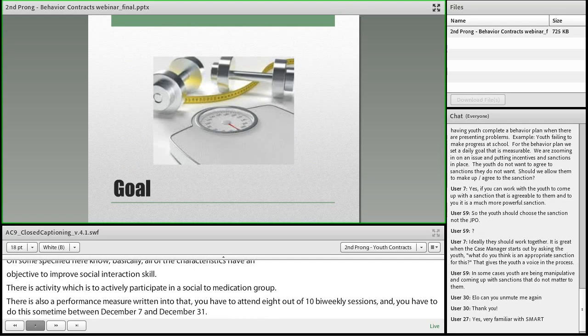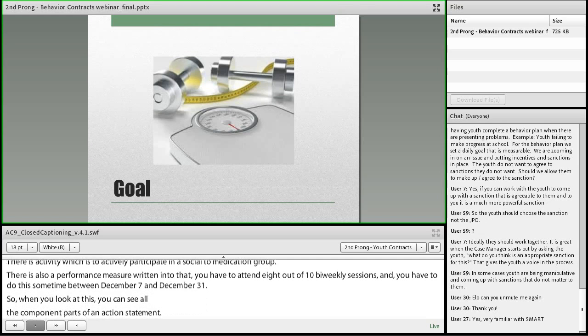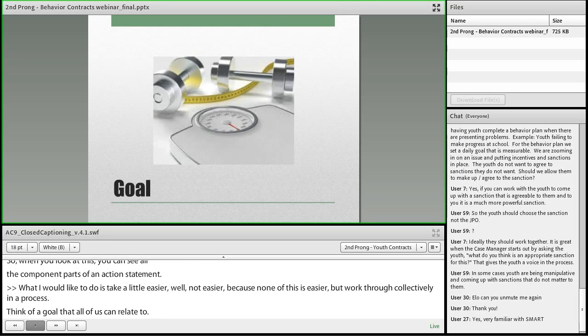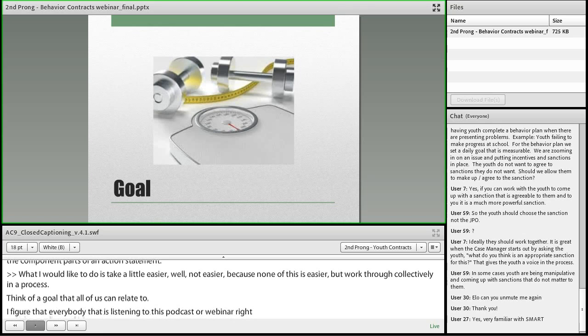What I'd like to do is take a little easier, well, not easier, because none of this is ever easy, but just work through collectively a process and think of a goal that all of us can relate to. I figure that everybody listening to this podcast or webinar right now either has tried to diet, to manage their weight, or knows someone who has. This is an example I often use. So our goal that we want to consider is weight loss. Our goal is to lose weight.